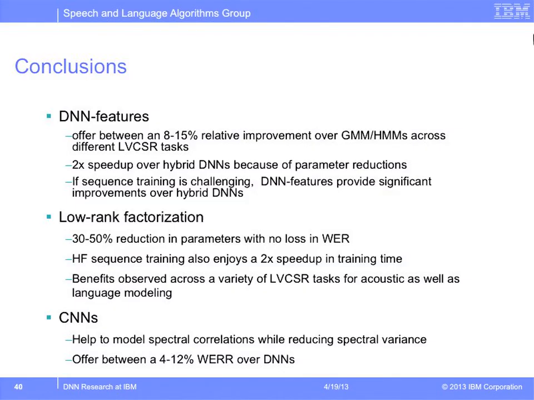We then talked about low-rank factorization, which gave a 30 to 50% reduction in number of parameters. This has been observed across a variety of acoustic and language modeling tasks. Then I talked about CNNs, which are more powerful than DNNs because they model the spectral correlations and reduce the spectral variance jointly while doing the classification. Here we see they give between a 4 to 12% relative reduction over DNNs.